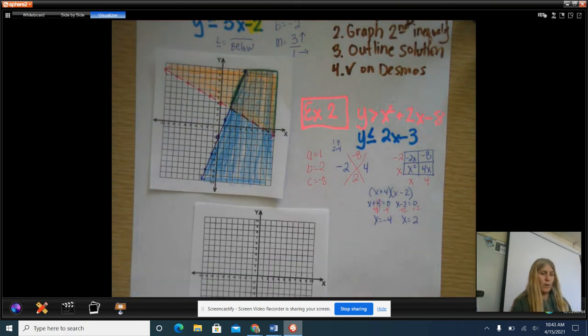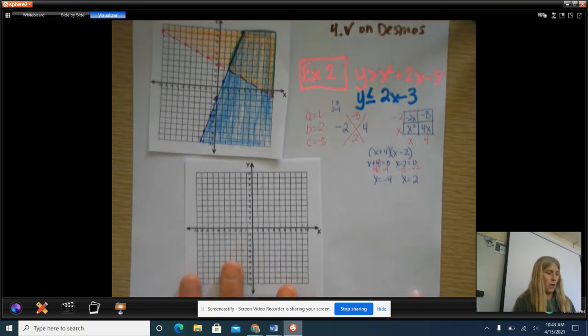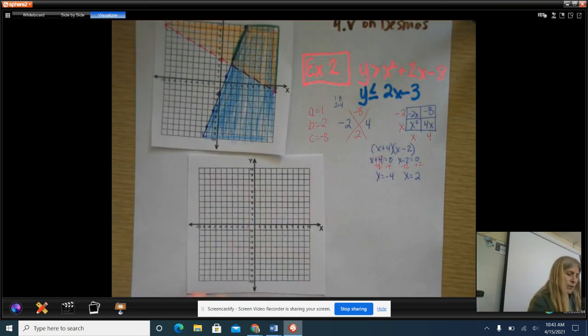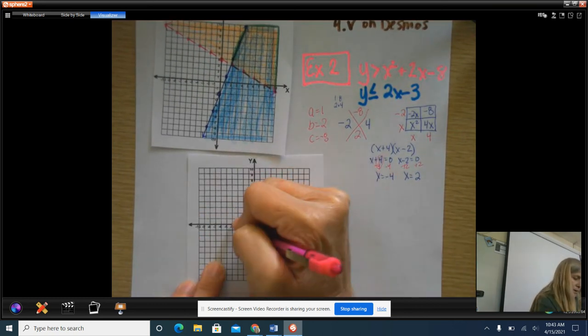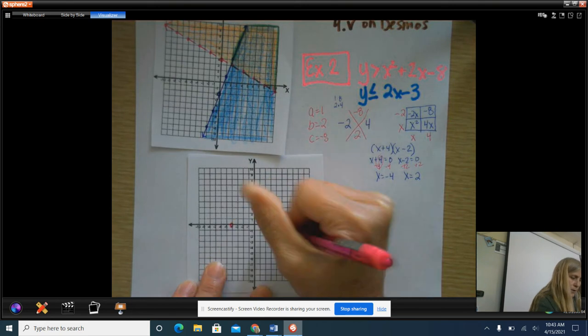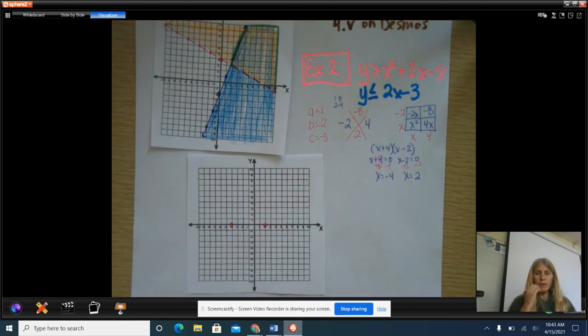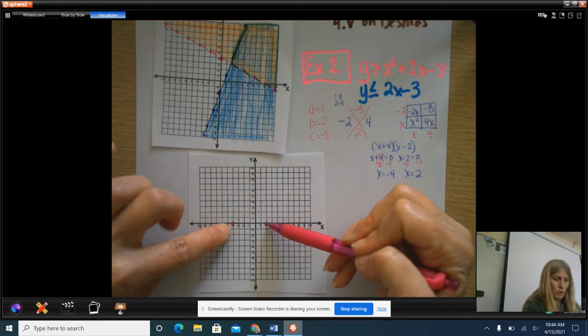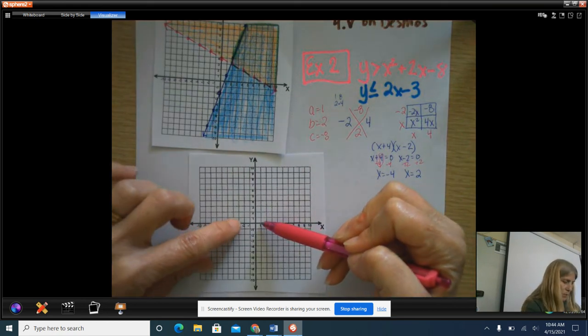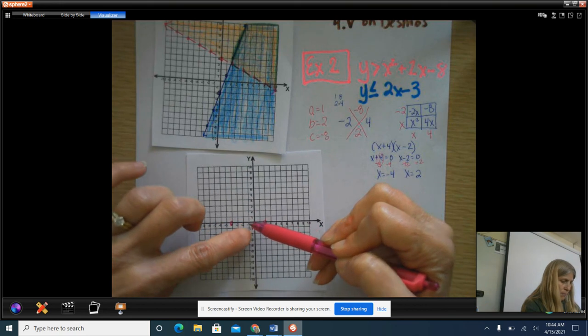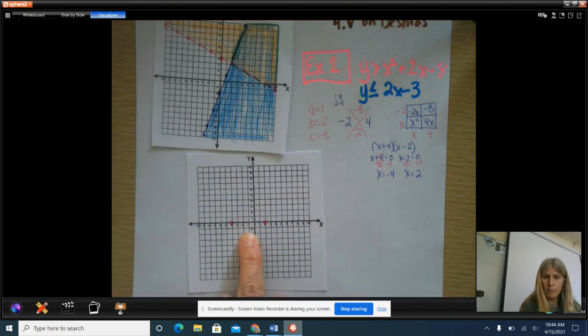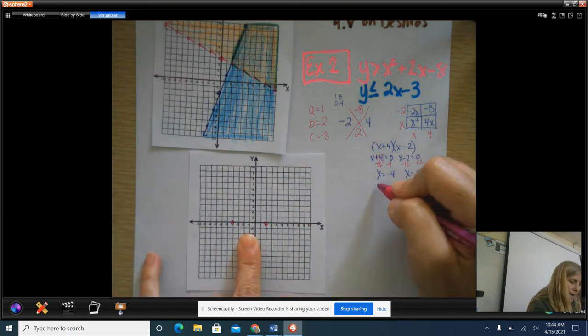So now we're going to plot those roots onto my graph. So I have a root at negative 4, and I have a root at 2. Now I'm going to find the vertex. So once again, I'm going to add them together and divide by 2, or because I'm graphing it, I can just find the middle of it because it's symmetrical. So I know that my x value is going to be negative 1.